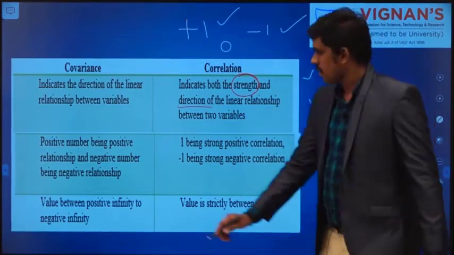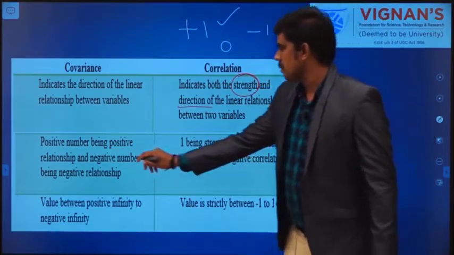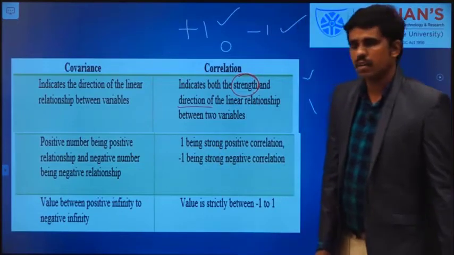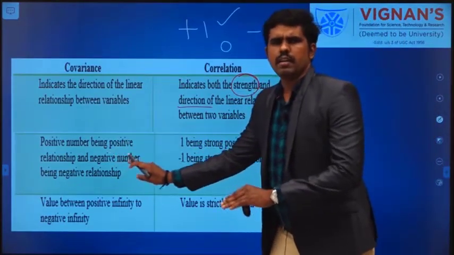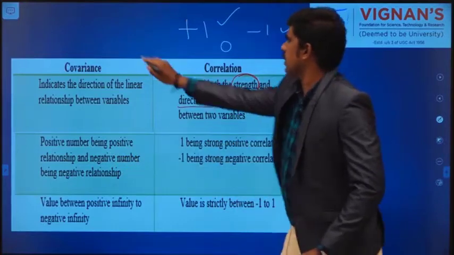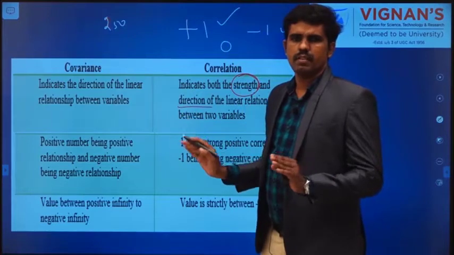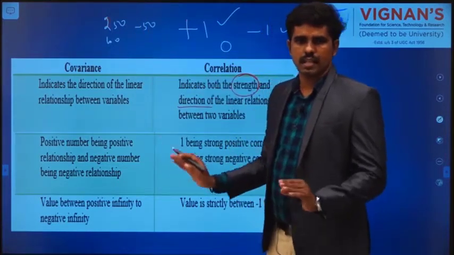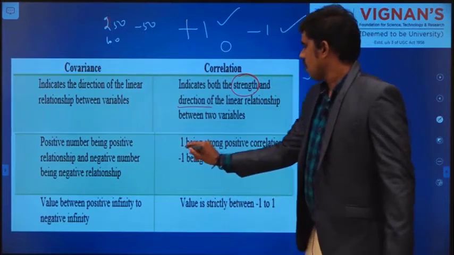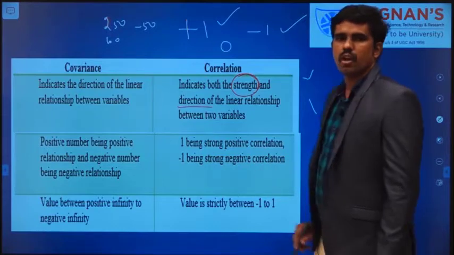Next, a positive number means a positive relationship and a negative number means a negative relationship. Generally, if I am getting 250, it is a positive relationship, that's all. We don't know the strength. If I am getting -50, a negative relationship, that's all. But here, 1 means strong positive and -1 means strong negative.